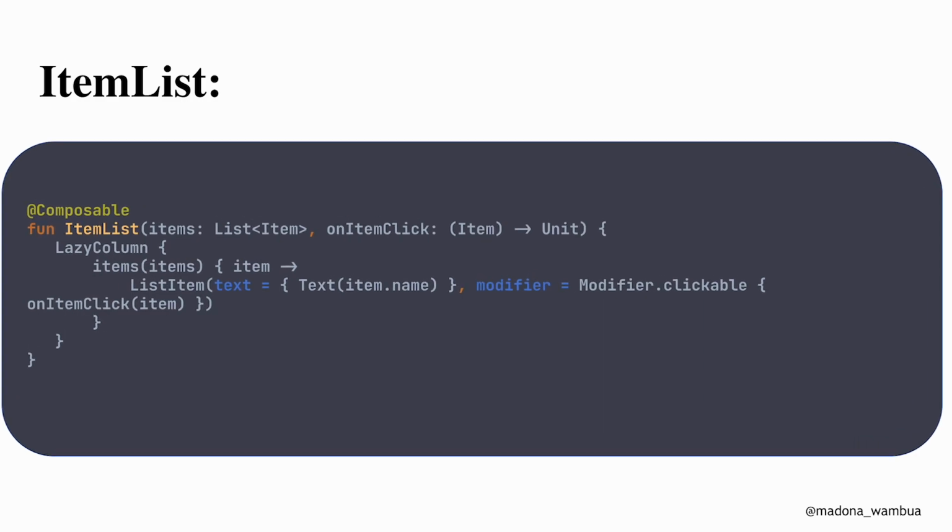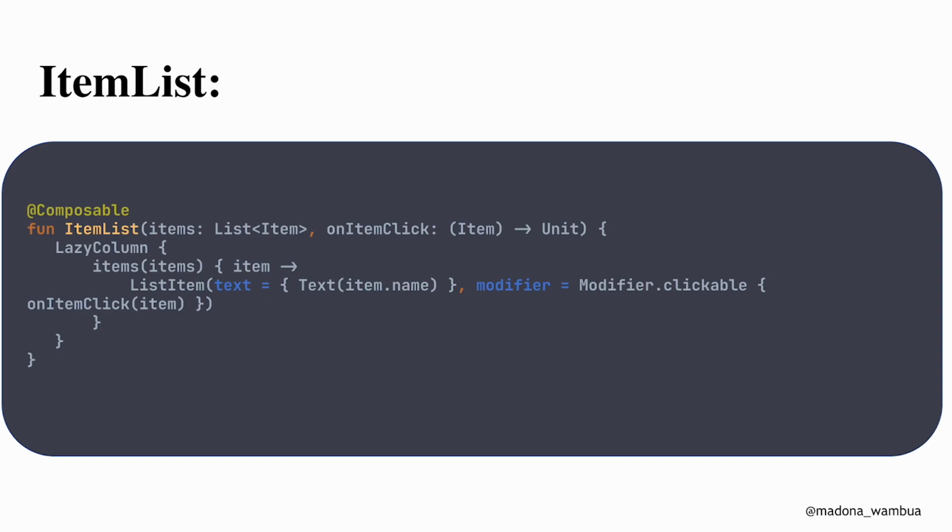Now, let's look at how we can build our item list. Our item list, which is a function and still a composable, takes in again the list of items, and then when we click, we do that. Now, the LazyColumn, which is so good, is a Compose component for efficiently displaying a vertically scrolling list of items, and it only composes and lays out the items that are currently visible on the screen, making it suitable for large lists. For instance, if we have a list of 100, it's easy to just use the LazyColumn to lazily load them.